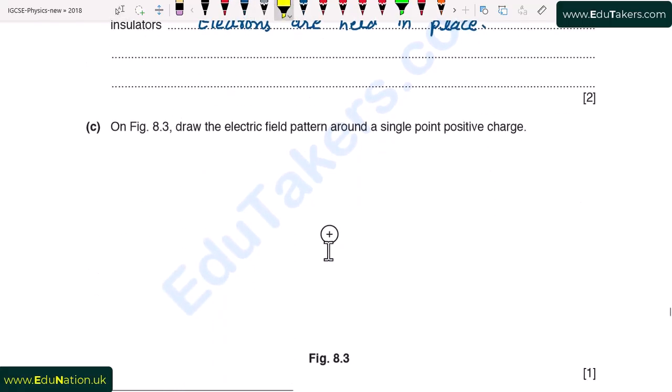Part C. On figure 8.3, draw the electric field pattern around a single point positive charge. So here is figure 8.3 and we can see that there is a single point positive charge and we have to draw the pattern of electric field lines. First of all, we know that electric field lines due to a positive charge point outward.